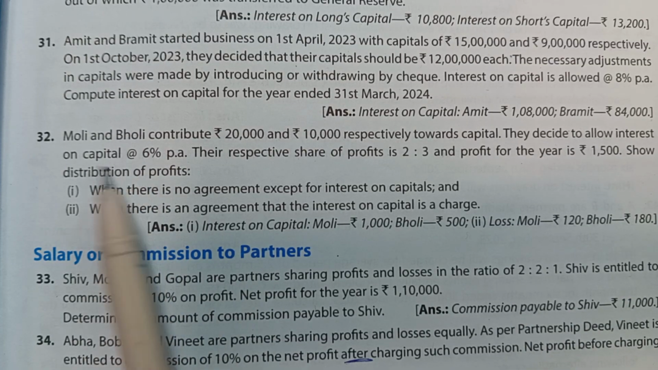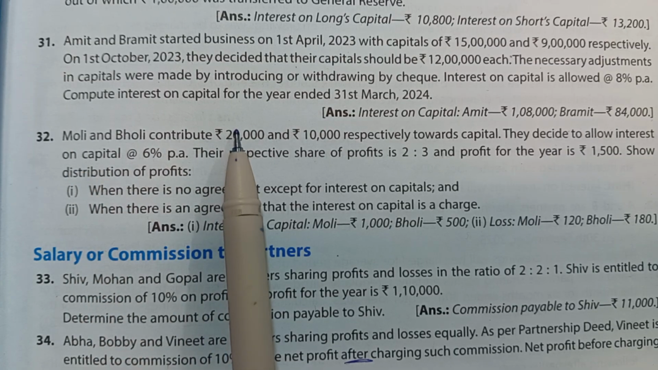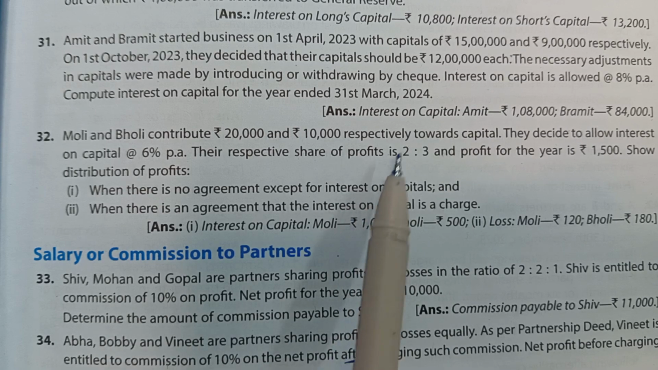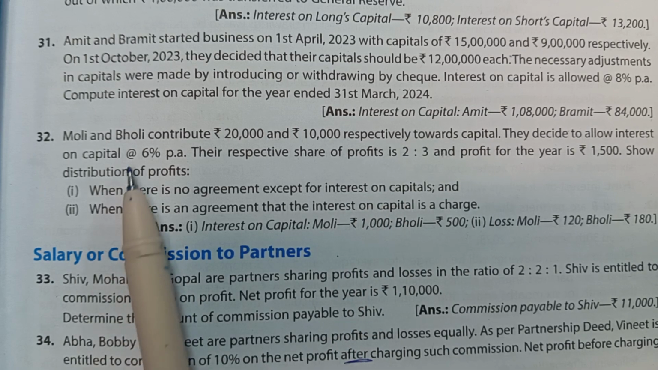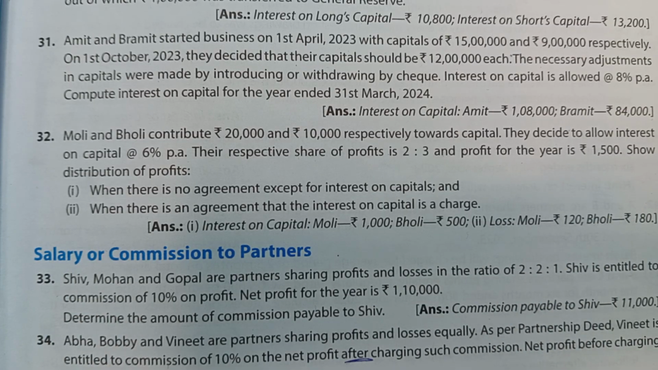Now in this sum it is said that there are two partners, Moli and Bholi. Each of them contributed capital of 20,000 and 10,000 respectively. Their share of profits is 2:3 and interest on capital is 6%. Now in this sum we are only asked to show the distribution of profits.